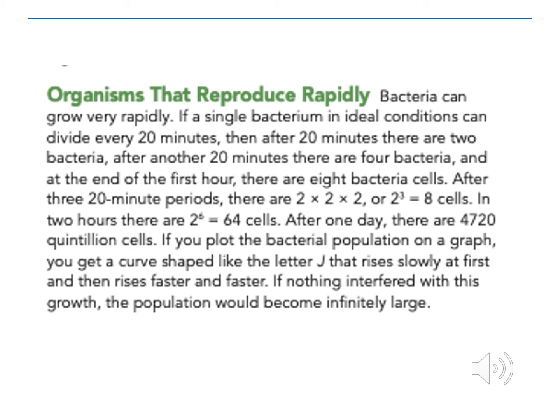If you plot the bacterial population on a graph, you get a curve shaped like the letter J that rises slowly at first and then rises faster and faster. If nothing interfered with this growth, the population would become infinitely large.